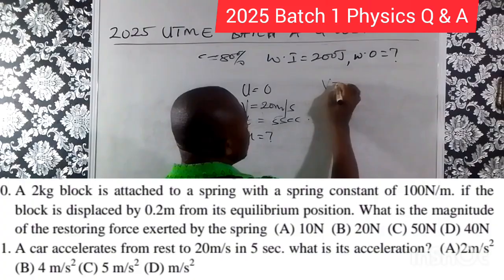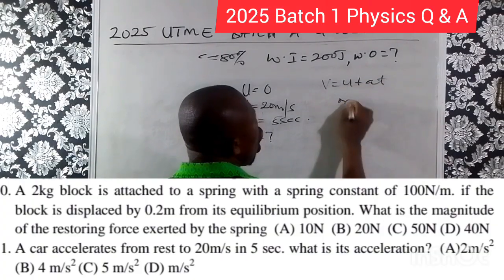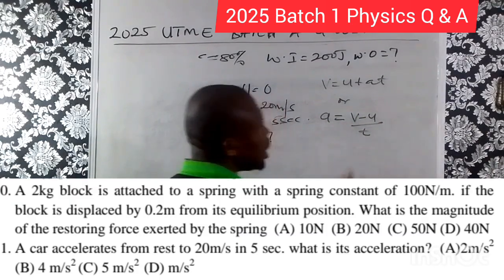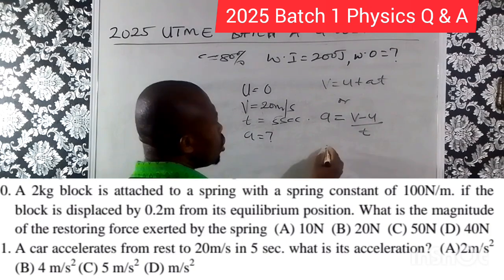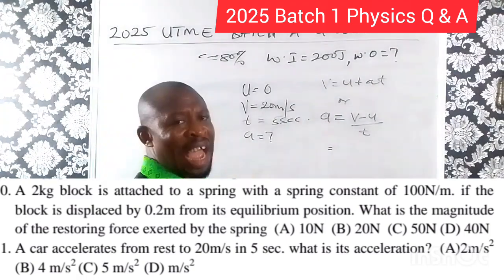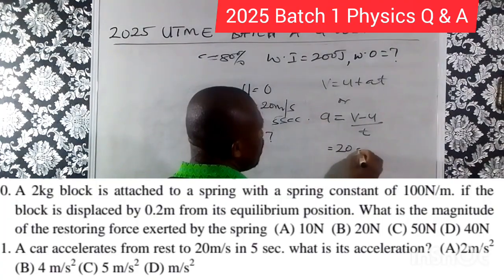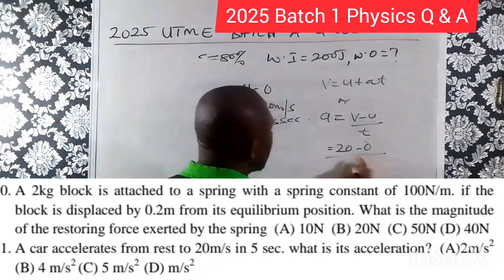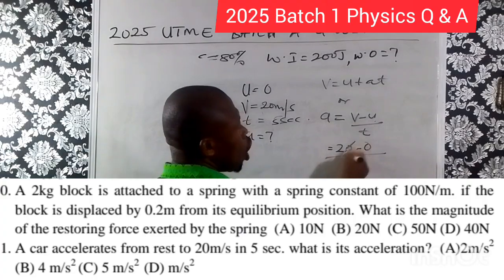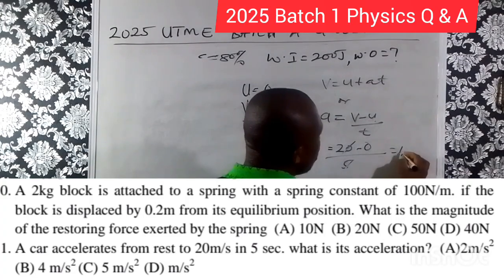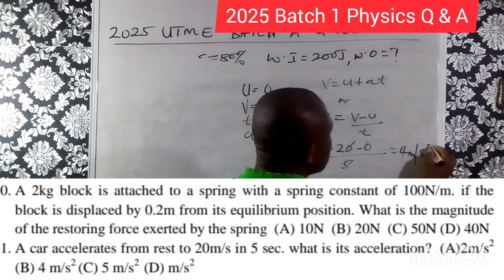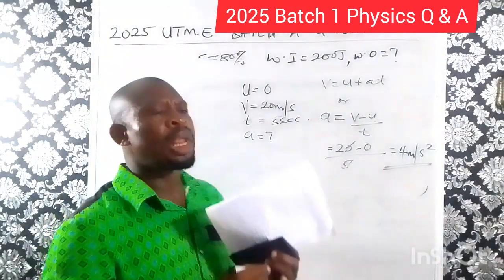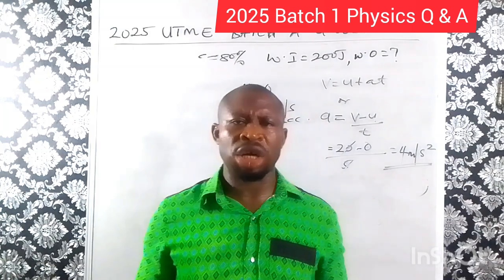Now, what is its acceleration? Either you use V is equal to U plus AT, or you use A is equal to V minus U all over T. These are the same. Acceleration is equal to final velocity, which is 20, minus initial velocity, which is 0, divided by the time, which is 5. And 20 divided by 5 will give us 4 meters per second squared. The option is there.